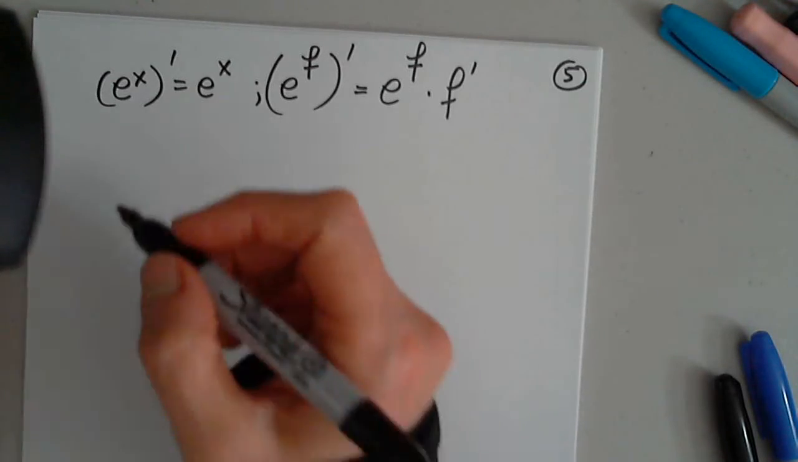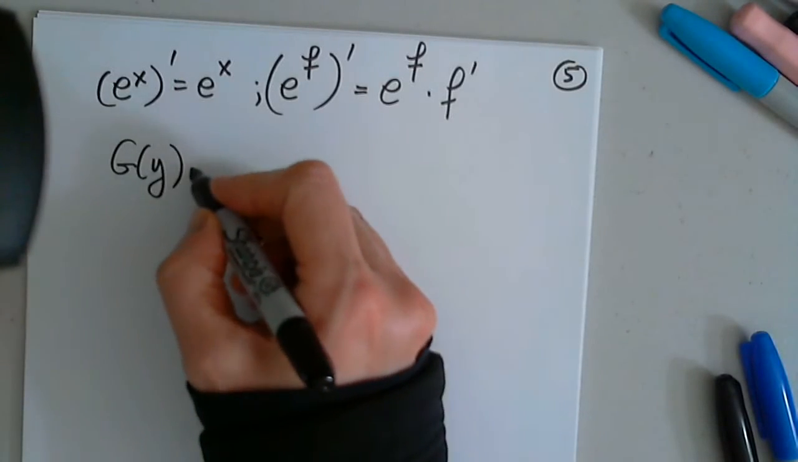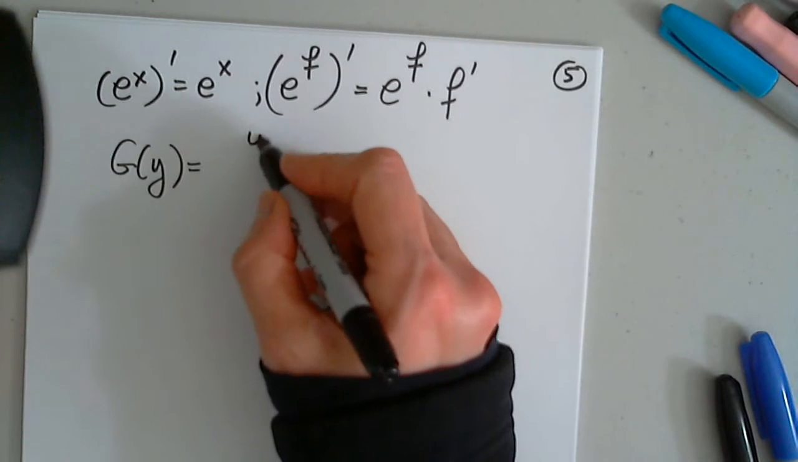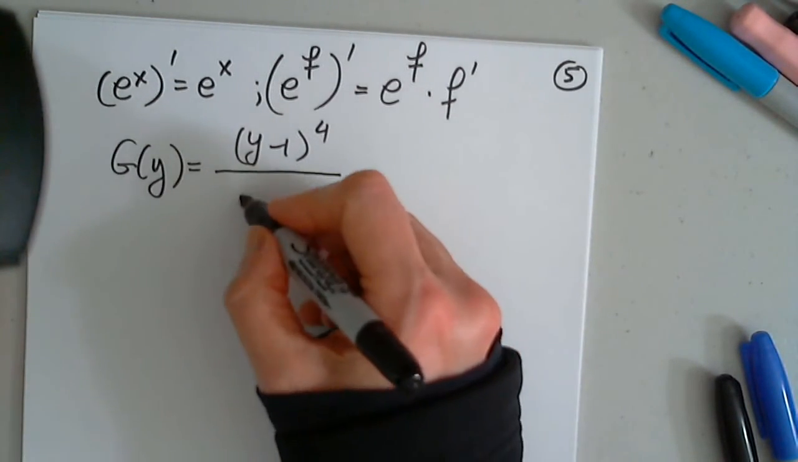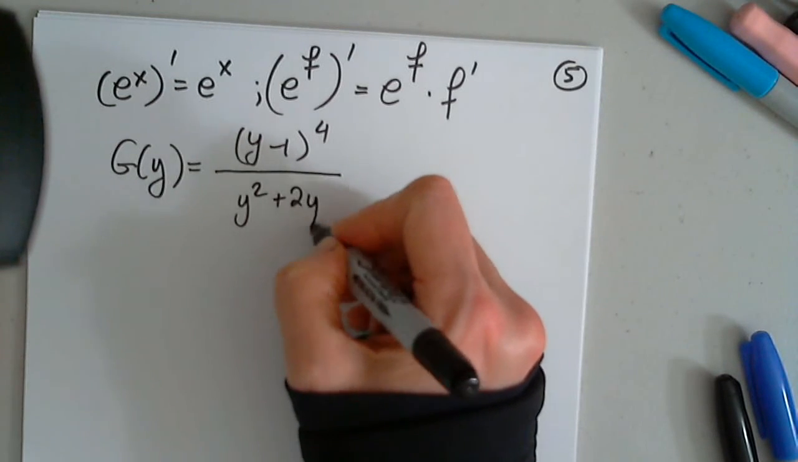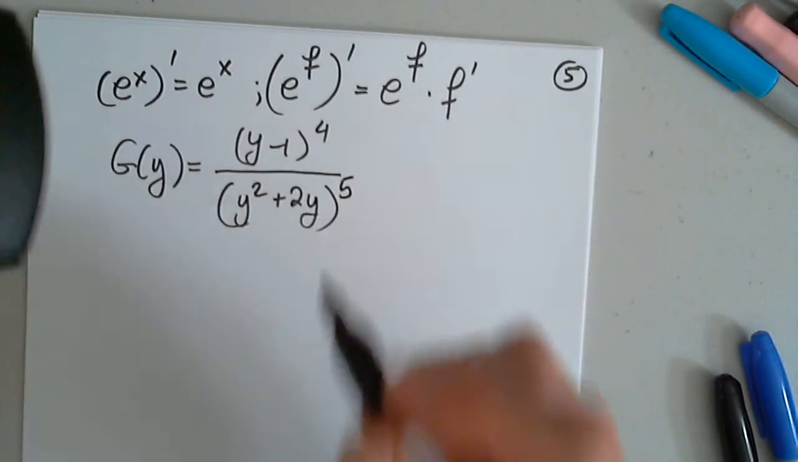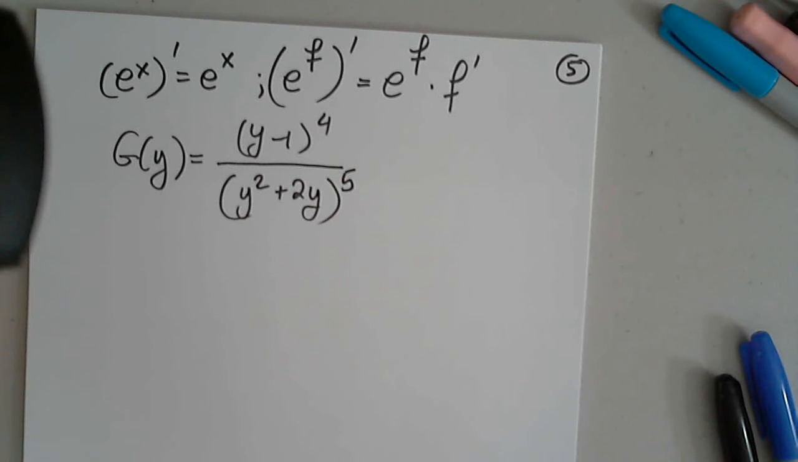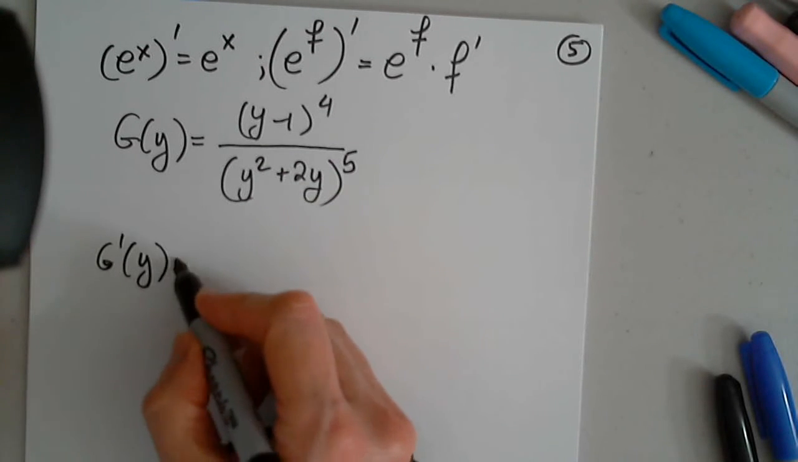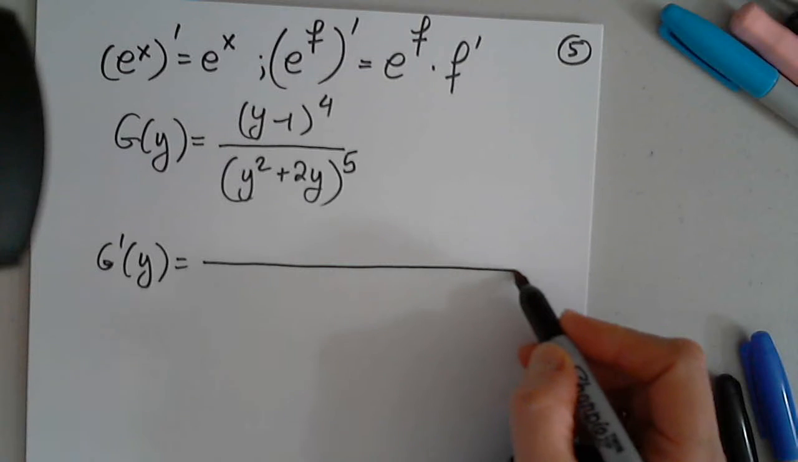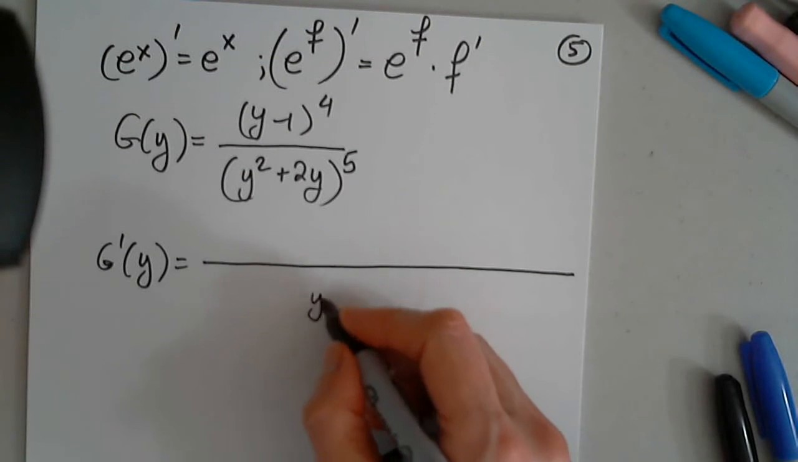This is a typical type of problem as g of y. No, the notation doesn't mean anything. I'm just saying a rational function like this type. Without the chain rule, I would not be able to differentiate this. So g prime of y. I will square the denominator.